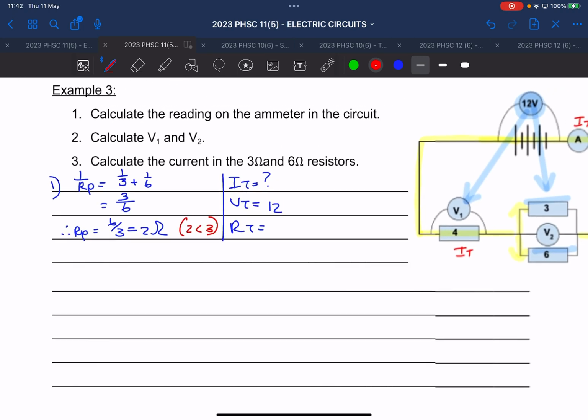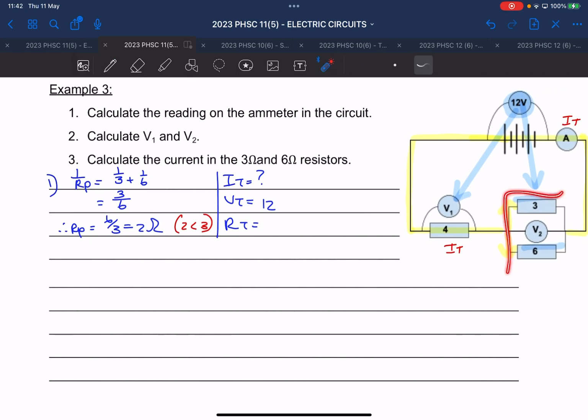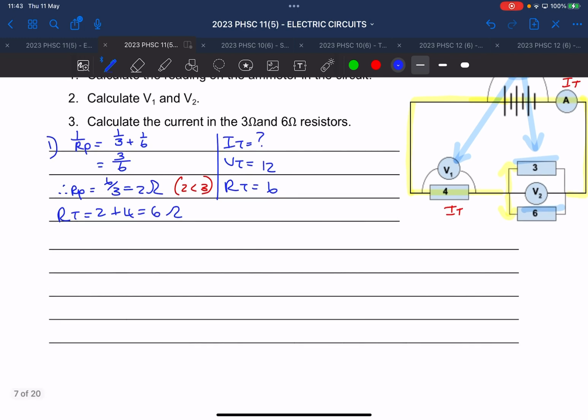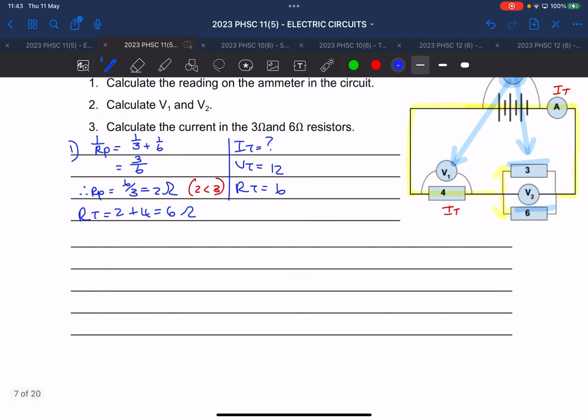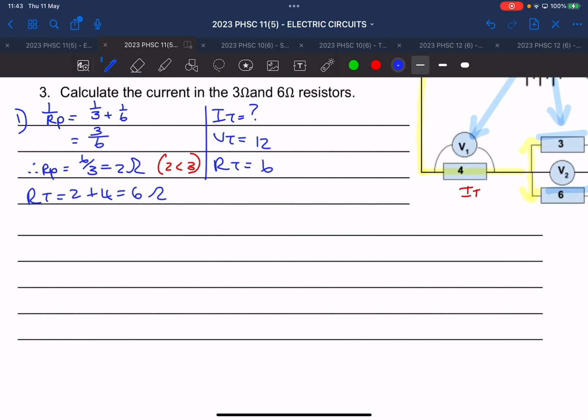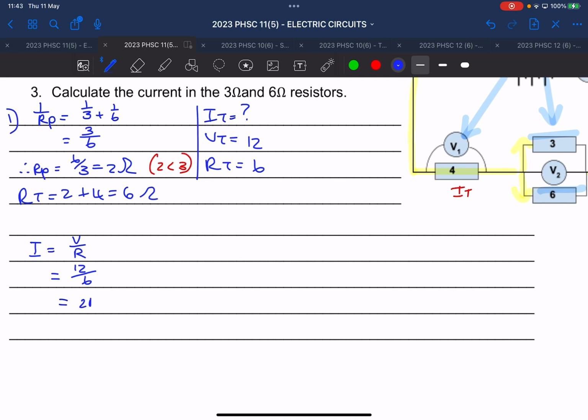Okay, but that is not our total resistance because that is just the parallel combination together. Then we must still add that 4. So the total resistance is 2 plus 4 gives you 6 ohms. Right, then we're going to calculate our total current. Current is volts over resistance. That is 12 divided by 6 and that gives you 2 amperes.